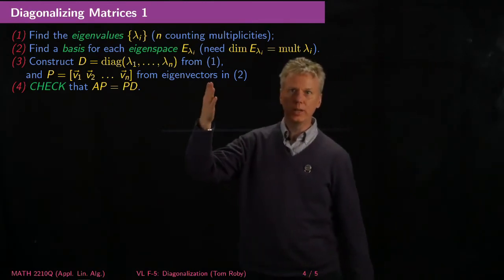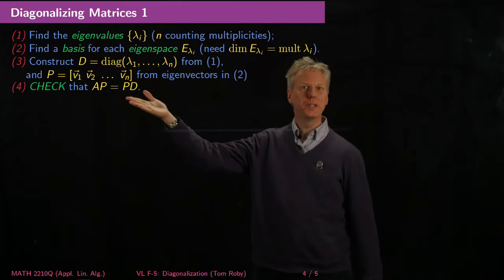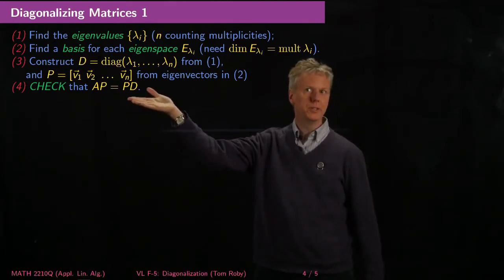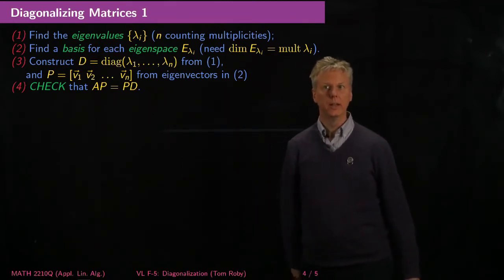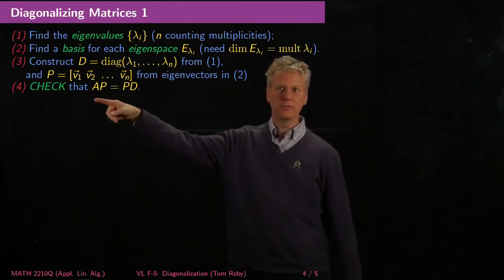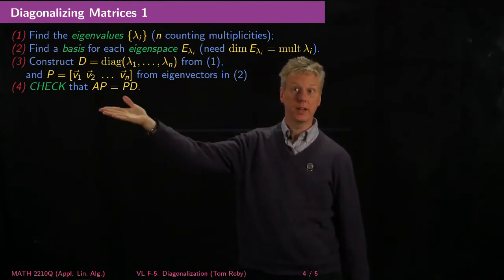And then the steps are 3 steps, but then the 4th step that you should always do when you do any computation is to check your work afterwards. So you want to check that. And it's a pain to invert a matrix, so instead of checking that A equals PDP inverse, we just check that AP equals PD.